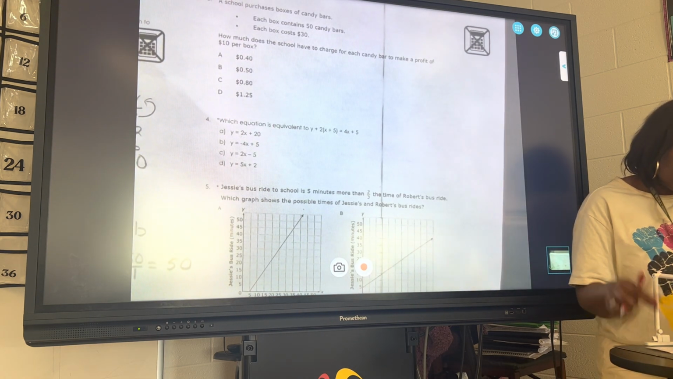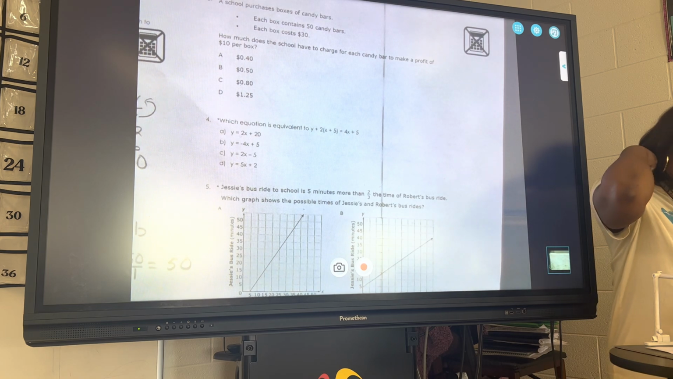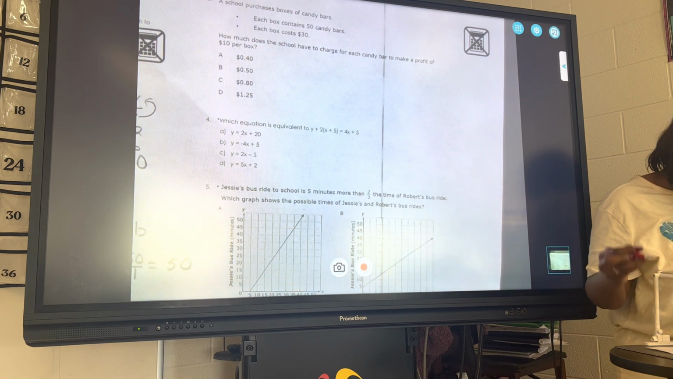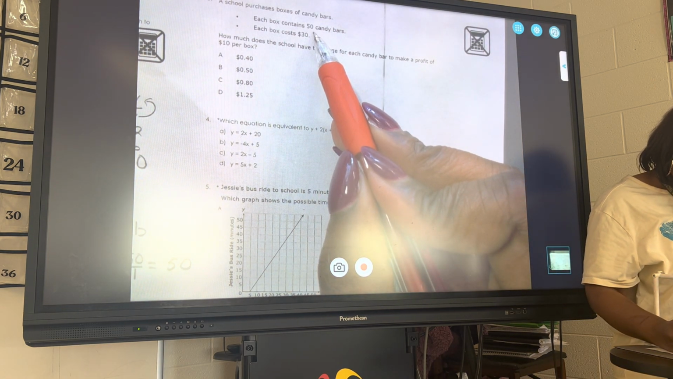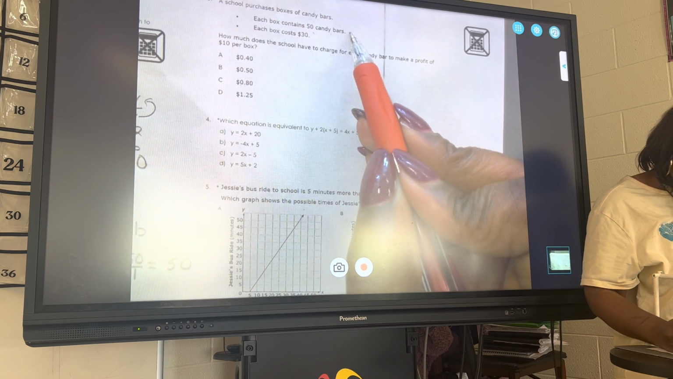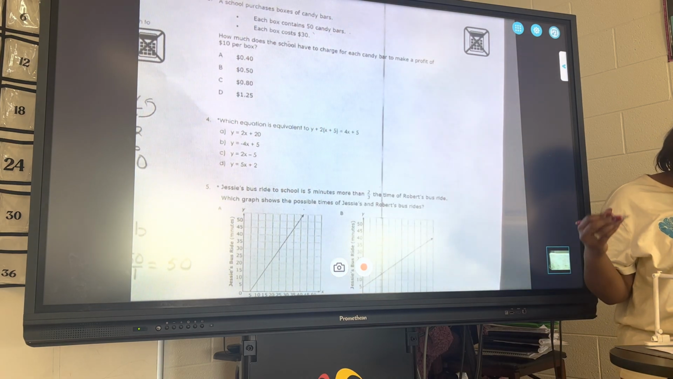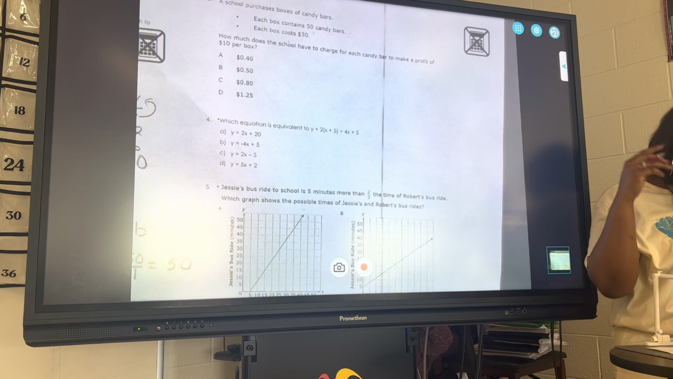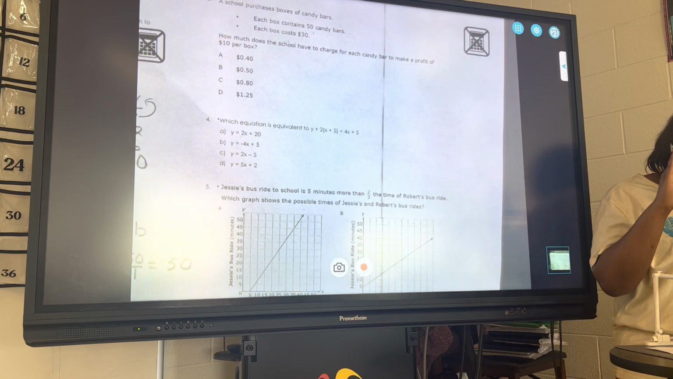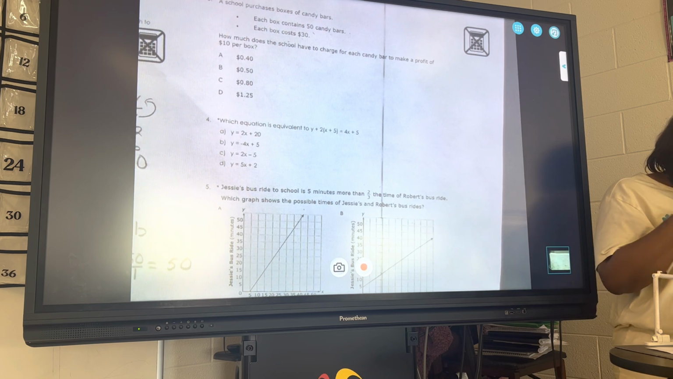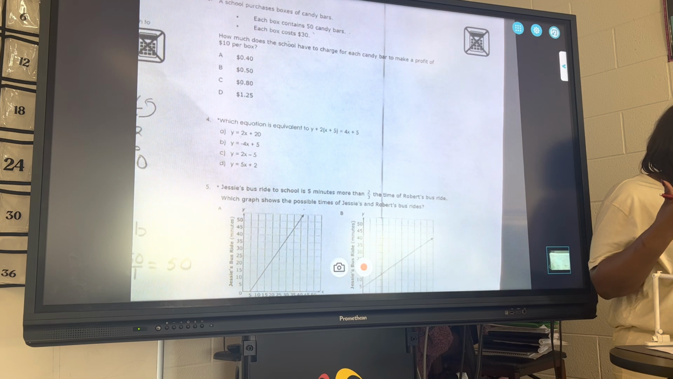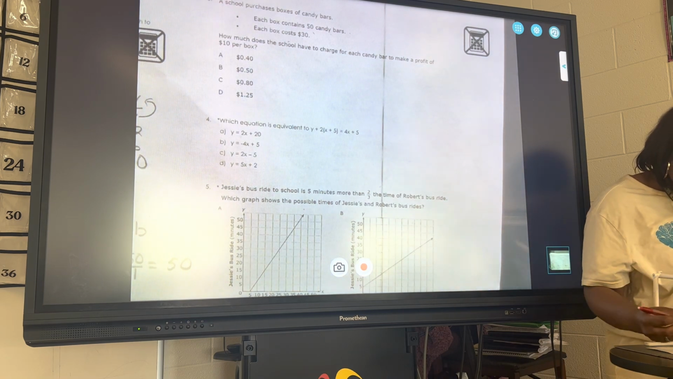Okay, so let's look at this one. A school purchases boxes of candy, and each box is 50 candy bars. Each box costs $30. So one box has 50 candy bars in it, and each box is $30, so you're basically getting 50 candy bars for $30. Does that make sense?